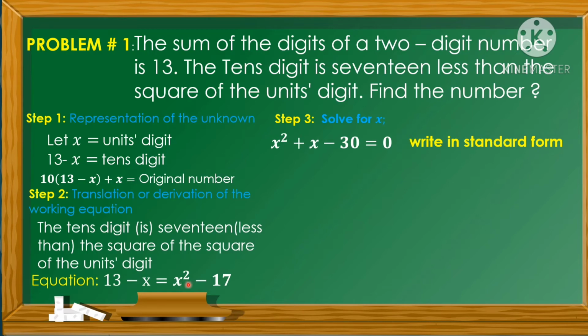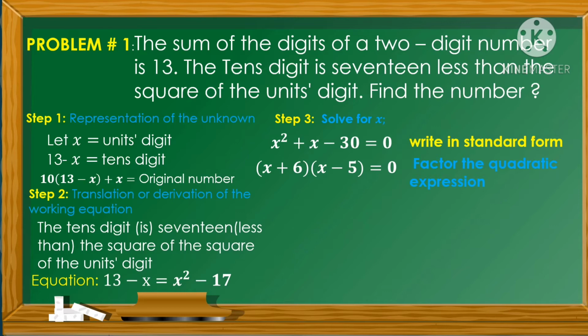Kasi itong negative x na ito, ililipat natin papuntang right side. Okay, magiging positive x. Si 13 naman, ililipat mo sa right side. So, magiging negative 13. So, negative 17 minus 13. So, you have negative 30. Okay, so, ang equation natin ngayon ay x squared plus x minus 30 equals 0. So, we have to factor x squared plus x minus 30.